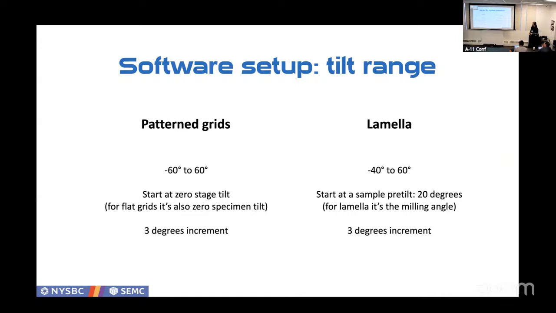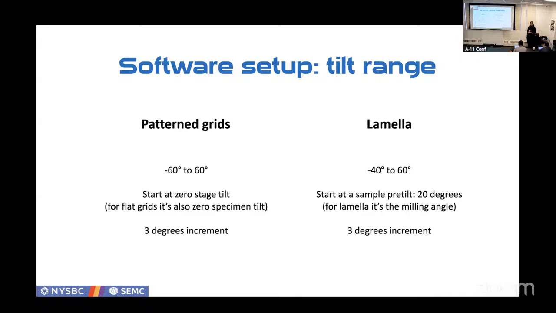Yeah, tilt range. For pattern grids, if you're doing tomography on a complex that has severe preferred orientation, or you purified mitochondria and you're putting it on pattern grids, you can go all the way from -60 to 60. There's no problem. The stages can tolerate that, and you have very good coverage and a very small missing wedge. You start at 0 stage tilt, and a 3 degree increment will be good.